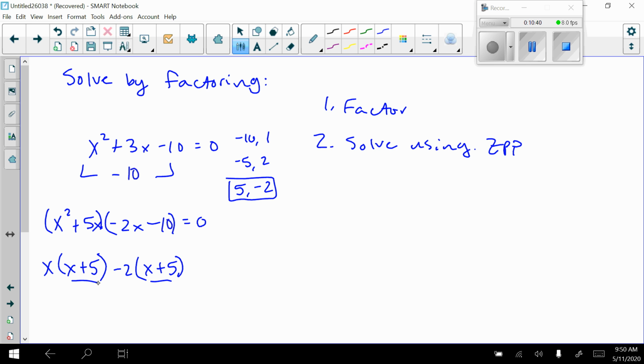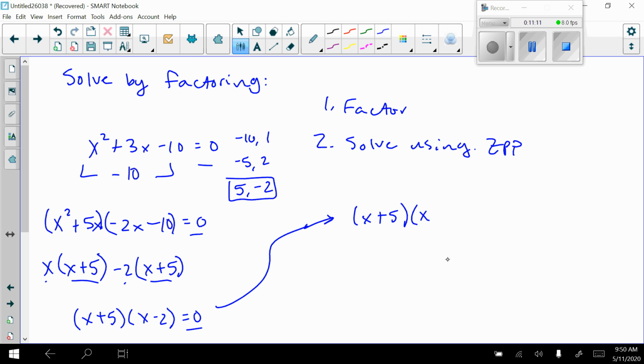Okay. So now my final answer here is the repeated factor x plus 5 times the two GCFs that I pulled out put together, x minus 2. And that all equals 0. Remember, I just carried that down the whole time. All right, so now let's just write this over here. I have x plus 5 times x minus 2 equals 0.